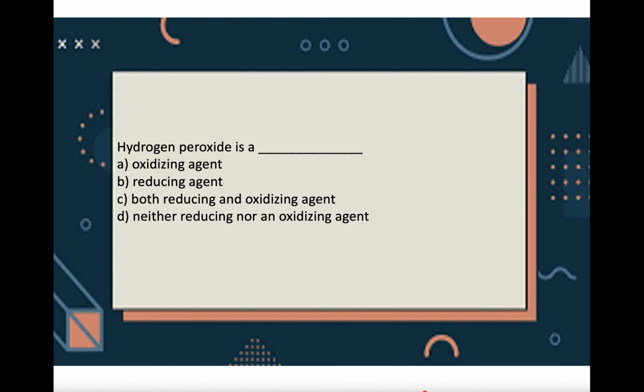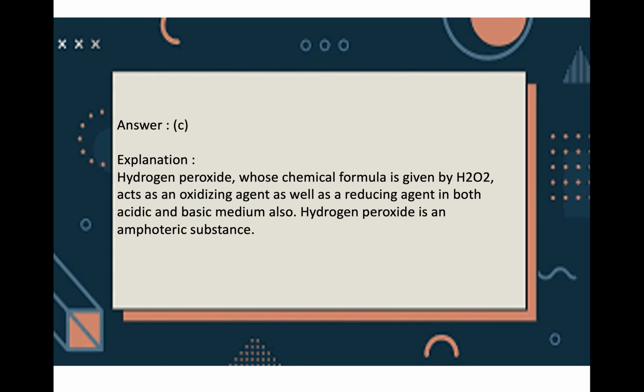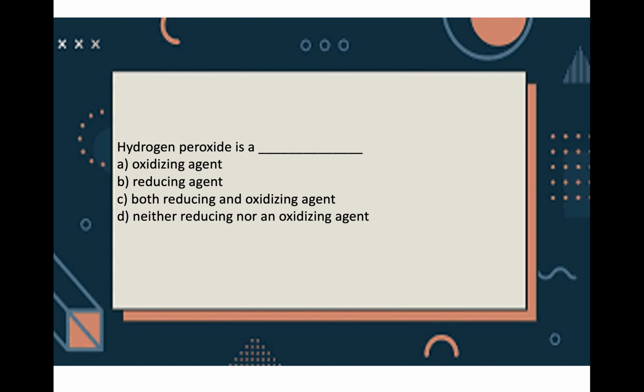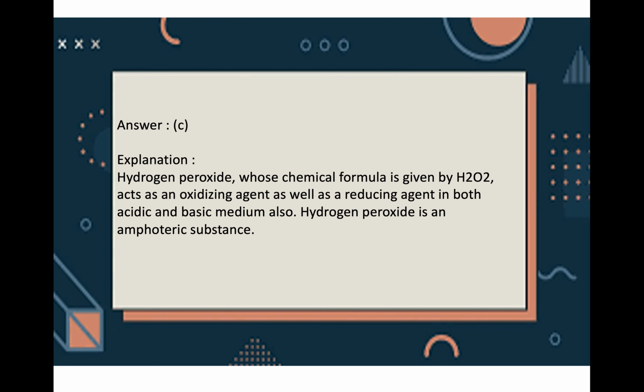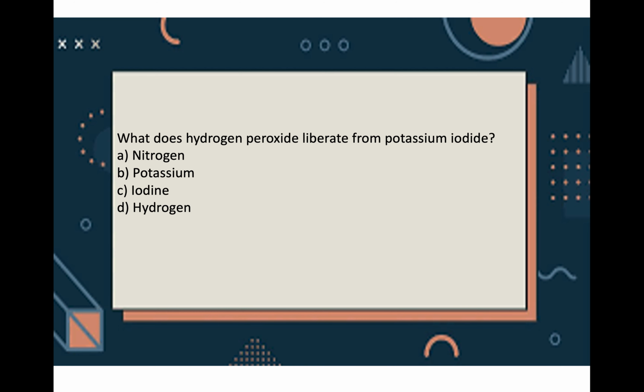Then, hydrogen peroxide is A, an oxidizing agent; B, a reducing agent; C, both oxidizing and reducing agent; D, neither a reducing nor an oxidizing agent. The answer is option C, it is both an oxidizing and reducing agent. H2O2 acts in both acidic and basic medium, so it is an amphoteric substance. What is an amphoteric substance? A substance which behaves like both acidic and basic, and shows both results. Now next, what does hydrogen peroxide liberate from potassium iodide?